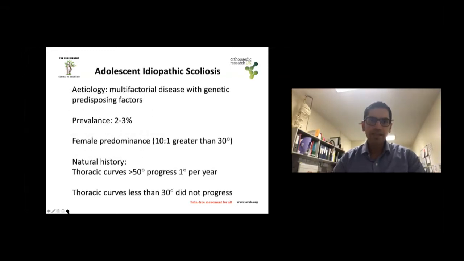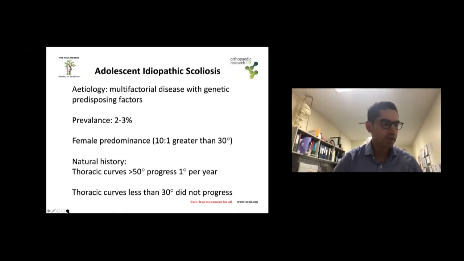In regards to adolescent idiopathic scoliosis, the etiology is very diverse. It's considered to be a multifactorial disease with genetic predisposing factors. The prevalence is 2 to 3%, and overall there's a female preponderance.